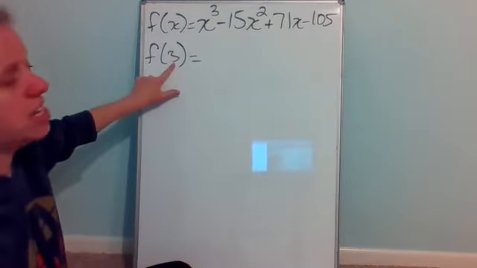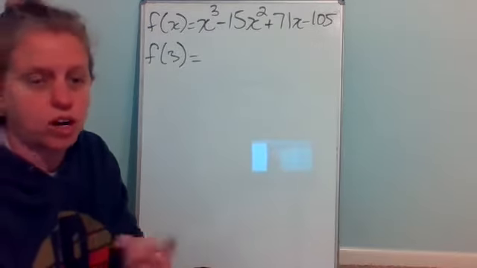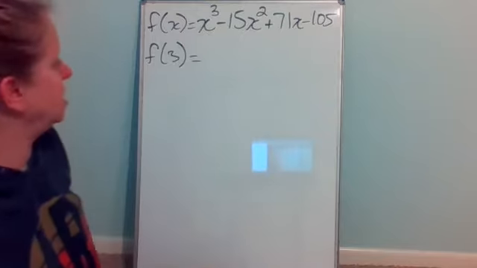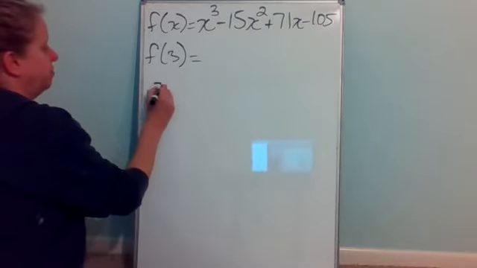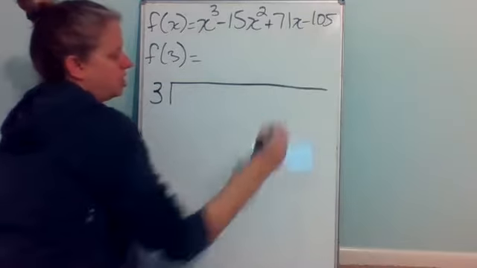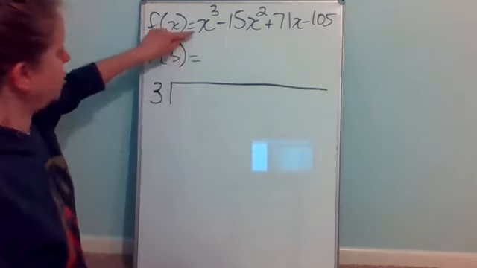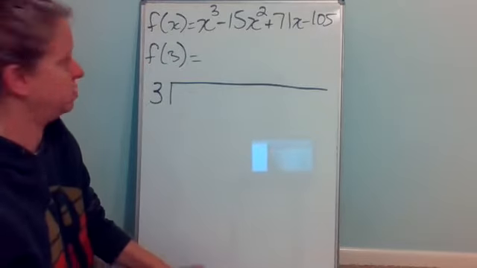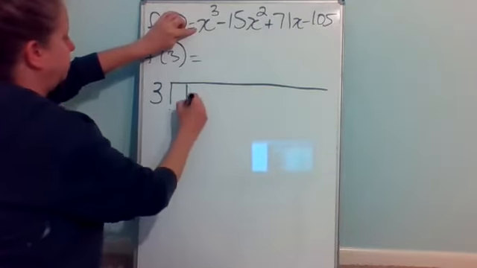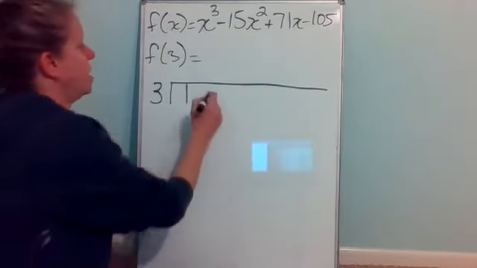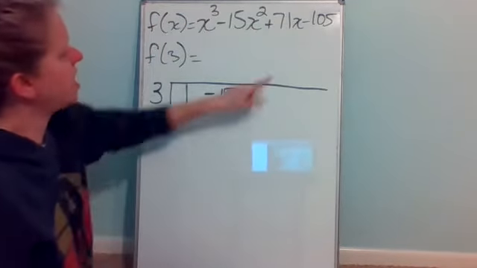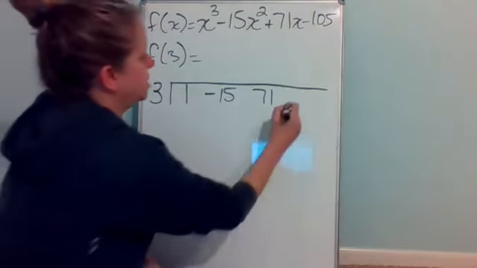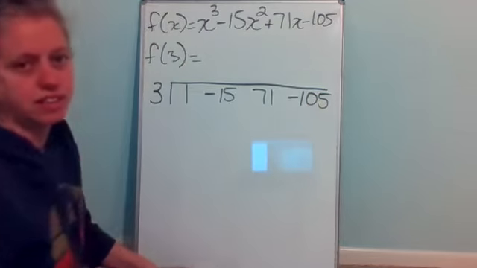So it's going to try to find if this 3 in here is a 0, or in other words, an x-intercept of this function. Okay, so if we're using synthetic division, you're going to use this number, and make a little division symbol. And then you're going to use just the coefficients, just the number parts of all of these terms. So in front of x cubed, I have a 1. In front of x squared, I have negative 15. In front of the x, I have 71, and then the constant is negative 105.